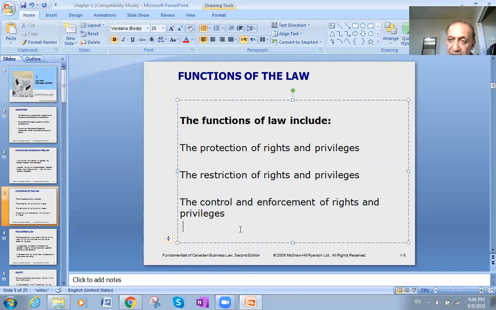Okay, let's move on. We know now why: the functions of the law mean why the law exists and why it works. It is because of the protection of rights and privileges, the restriction of rights and privileges, and the control and enforcement of rights and privileges. This is why we have the law and its enforcement.